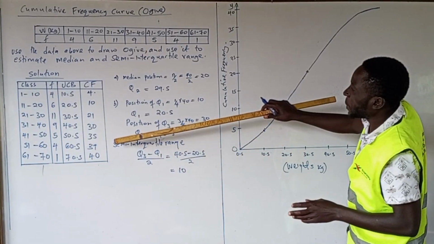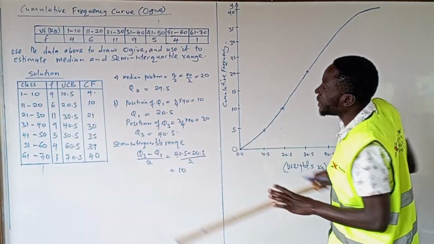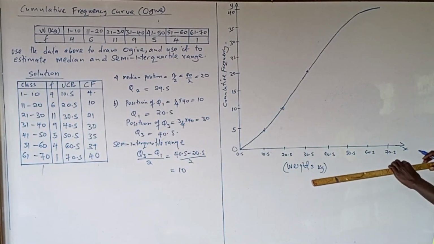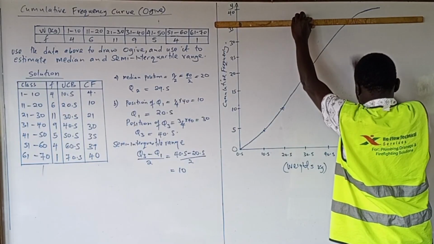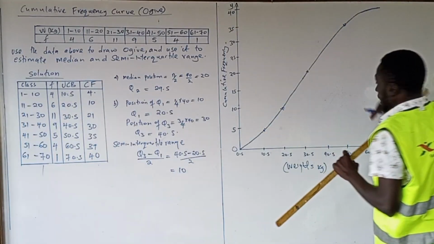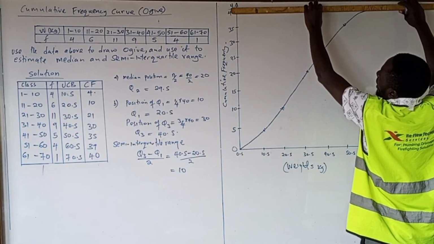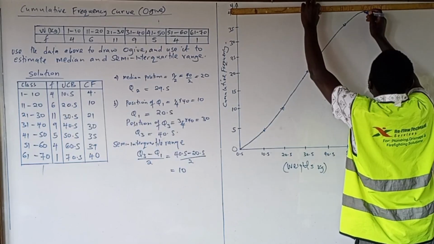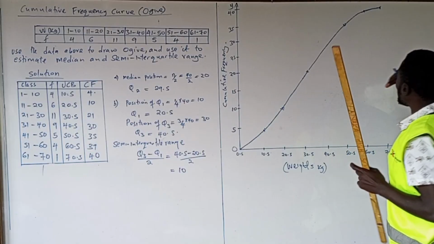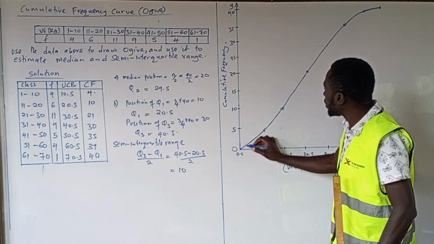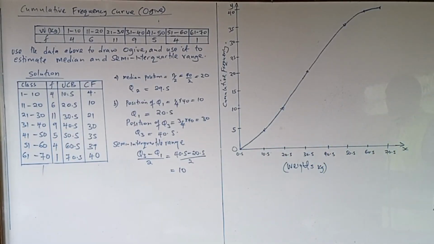Then the next is 35 meeting 50.5. 35 is there, meeting with 50.5. Then the next class, 60.5, meeting with 39. Then lastly 70.5 meeting with 40. So that is how that graph was drawn. Then you join the dots using a smooth curve. So this is a smooth curve. That's what we have come up with, an ogive curve.